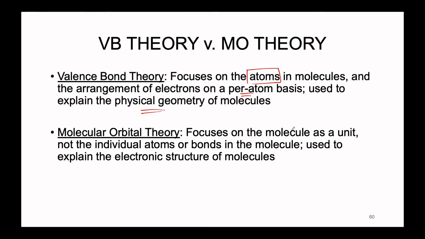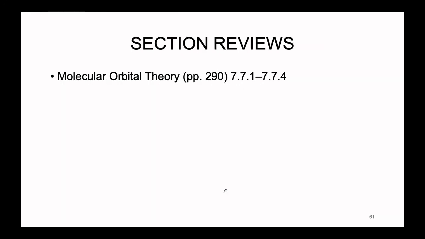Molecular orbital theory focuses on the molecule as a unit, not the individual atoms and not the individual bonds. Molecular orbital theory is also used to explain the electronic structure of molecules as well as specific phenomena such as magnetism. All right, so we need both valence bond theory and molecular orbital theory in combination to be able to explain the physical and chemical characteristics of atoms in molecules. And with that, we conclude Chapter 7.